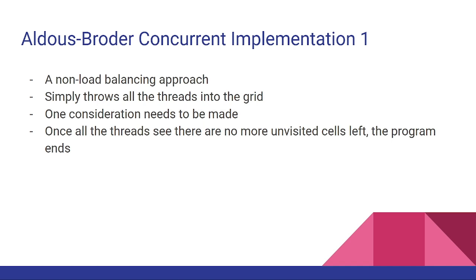This is the first concurrent implementation of Aldous-Broder. It's a non-load balancing approach that simply throws all the threads into the grid. One consideration needs to be made in order for this algorithm to run, and we'll go over that in a second here. However, the goal of this program is for all the threads to see that there are no more unvisited cells left, and that's implemented with an atomic integer.